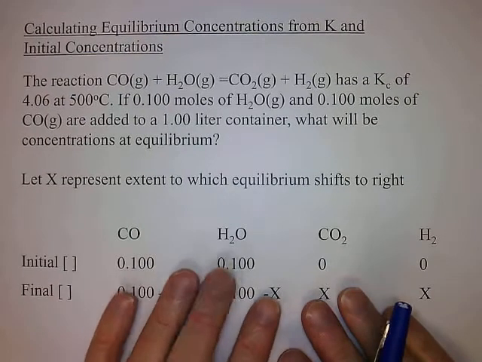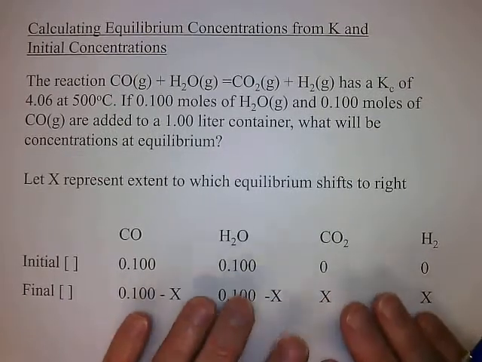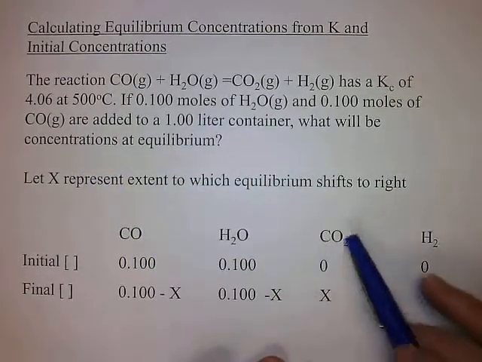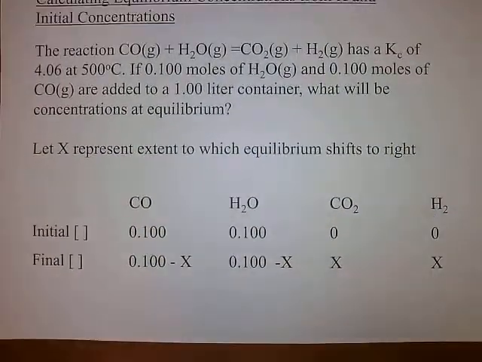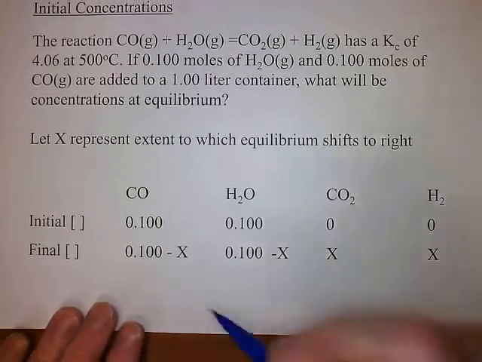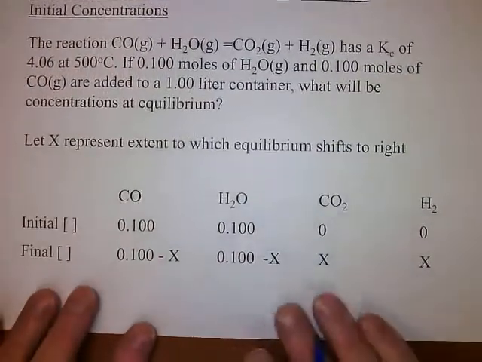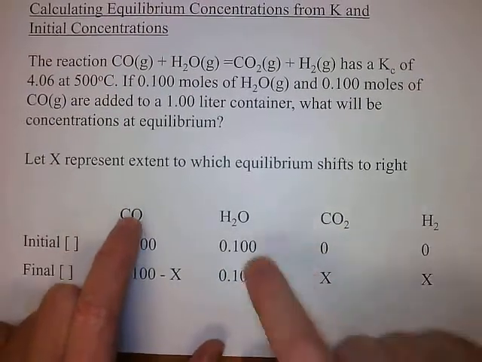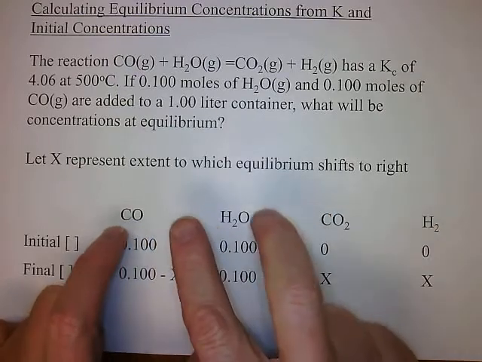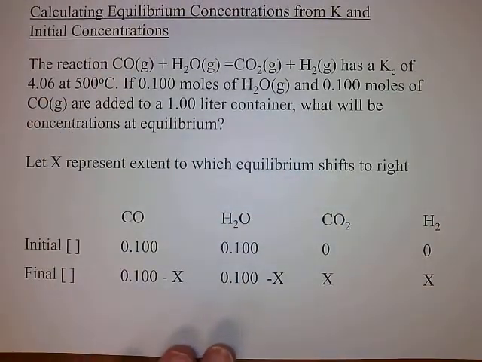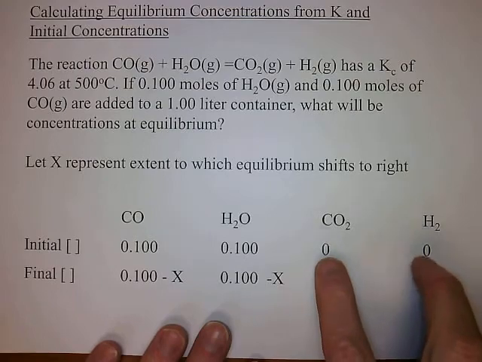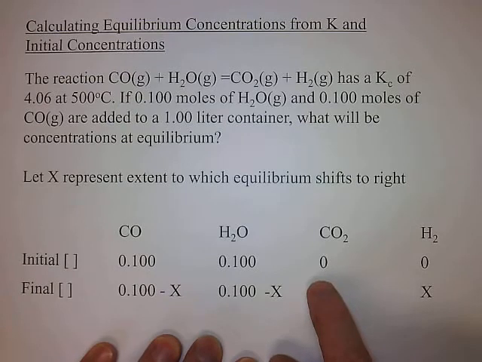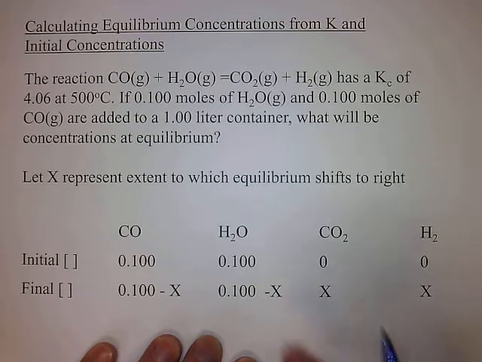Now, can you see why it's going to shift? Why is it going to shift? The equilibrium constant is equal to 4.06. So what this means is, at equilibrium, this concentration times this divided by the product of these two must equal 4.06. But we're not starting with any of these. Initially, this is 0 and this is 0. So it's going to shift to the right.